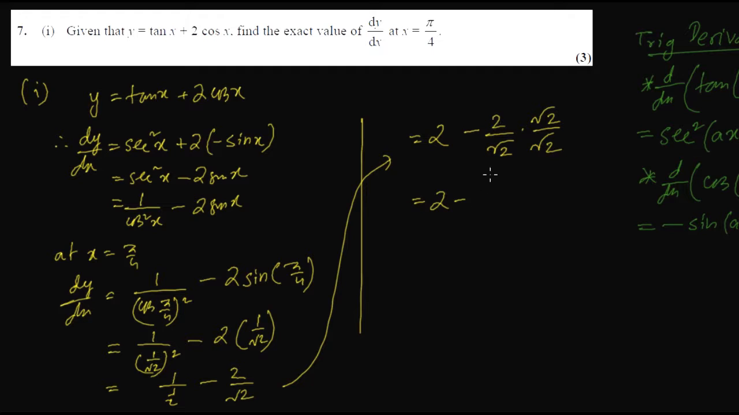So this would be 2 into square root of 2 is 2 square root of 2, and square root of 2 into square root of 2 is 2. So this 2 and this 2 cancel off. It will be 2 minus square root of 2. So this is what they prefer. So please remember, no square roots downstairs.